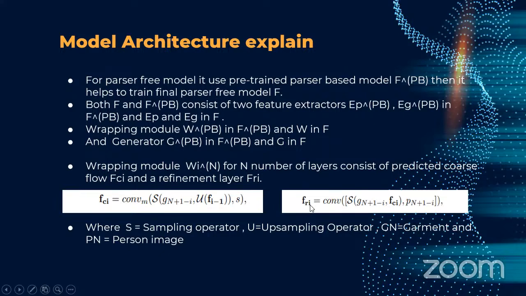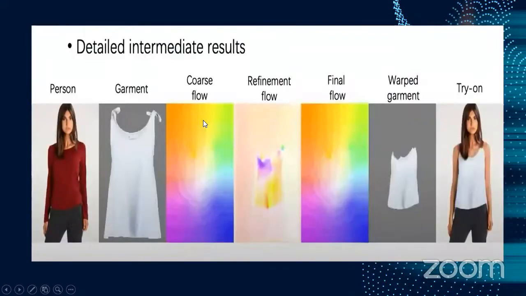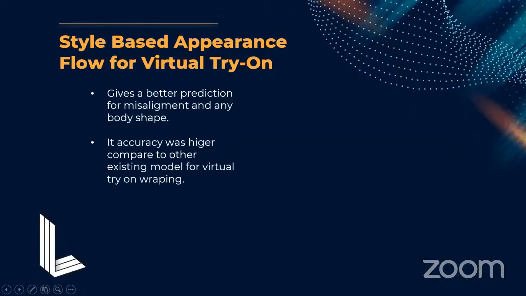Moving to the next slide, here is the detailed intermediate result of this work. Here, it takes a person and garment, then gives a final flow, then uses the warping network method and gives the target output. Style-based appearance flow for virtual try-on gives better prediction for misalignment and different body shapes, and it has high accuracy compared to existing models.